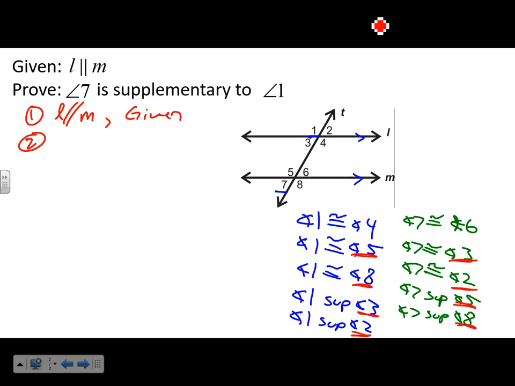So let's do angle 8, just because that's one of my favorite numbers. So angle 1 is congruent to angle 8. We'll start with that one. Angle 1 is congruent to angle 8, and I know that because they're alternate exterior angles. So parallel lines, if and only if alternate exterior angles are congruent. So I said angle 1 and angle 8.